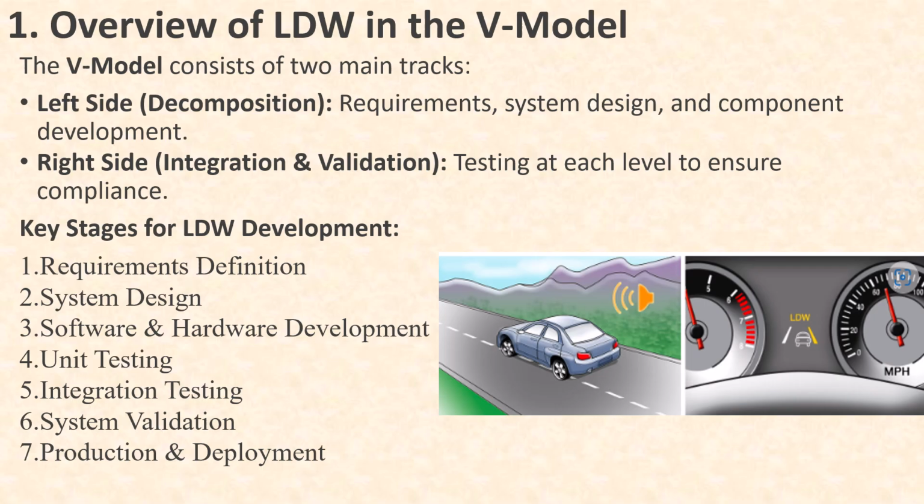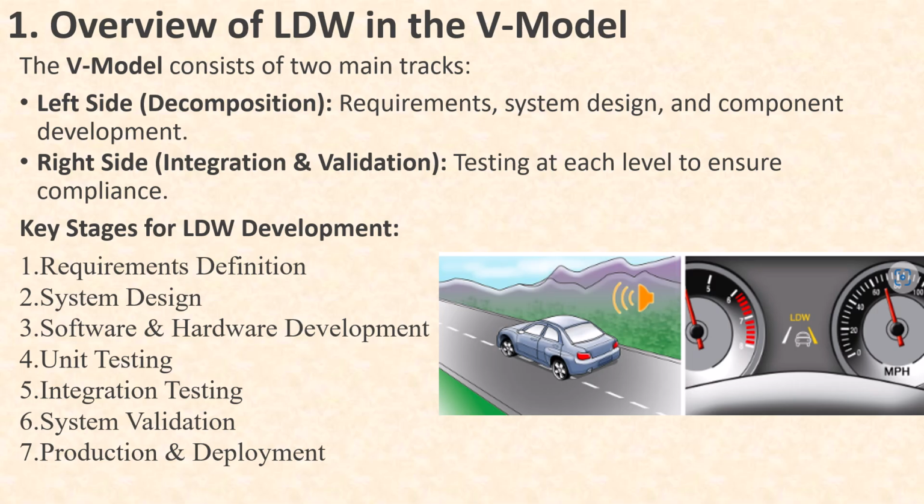Okay, here I go. First of all, let's have a brief overview of LDW. I will be addressing lane departure warning as LDW. The V model basically consists of the left side, which is the requirements, system design and component development, and the right side, which is integration and validation, with testing at each level to ensure compliance. As I informed in the previous video, each and every step of integration and validation will have a test to ensure compliance.